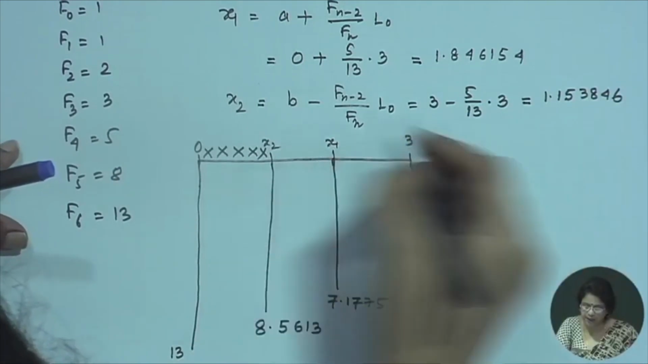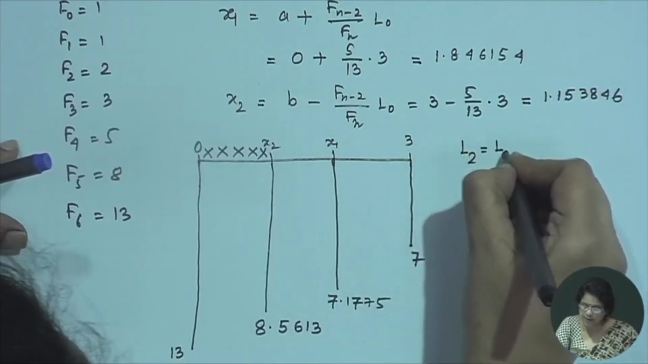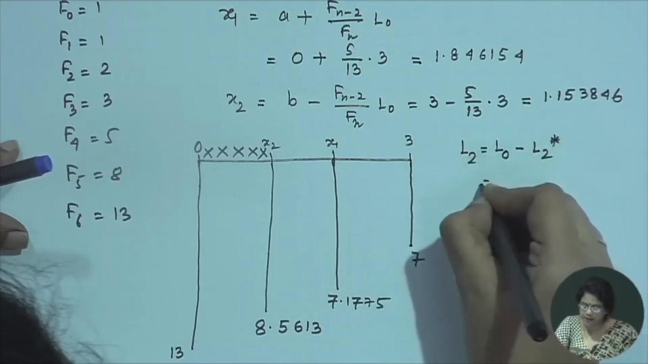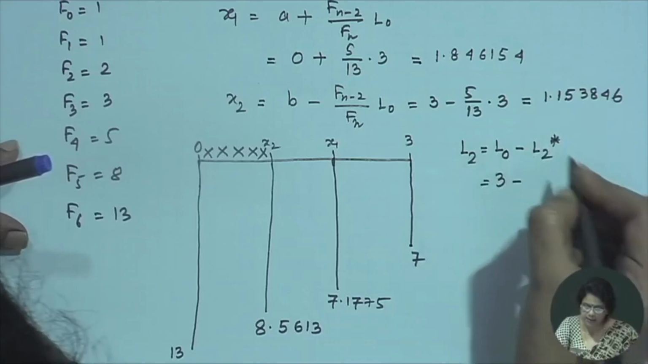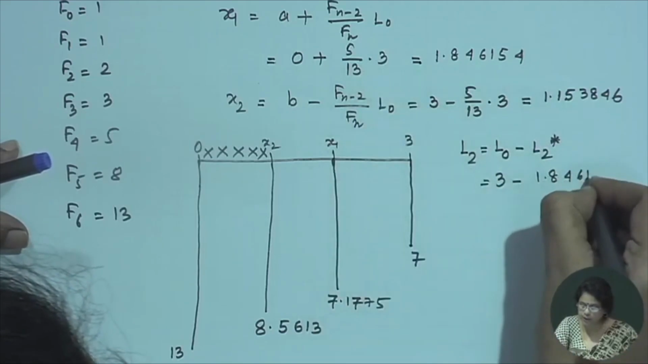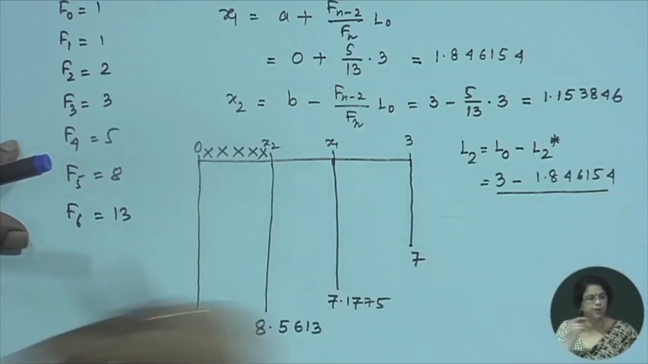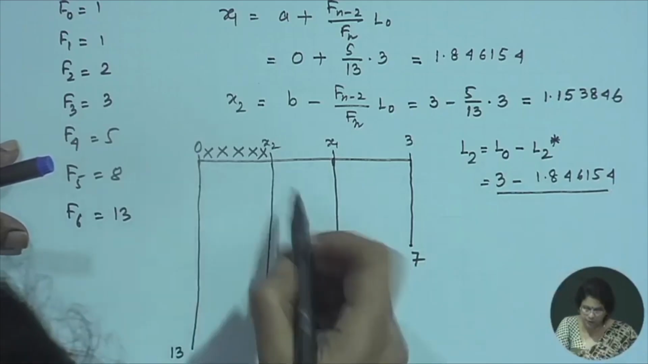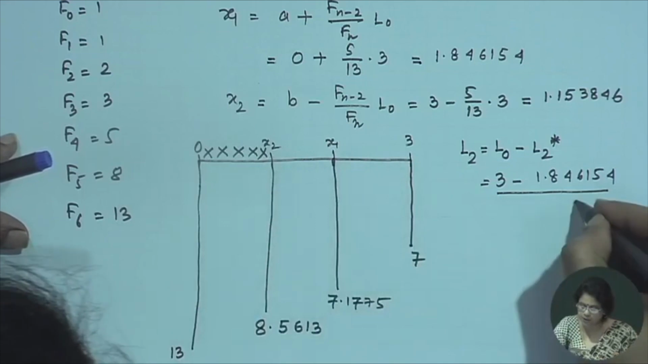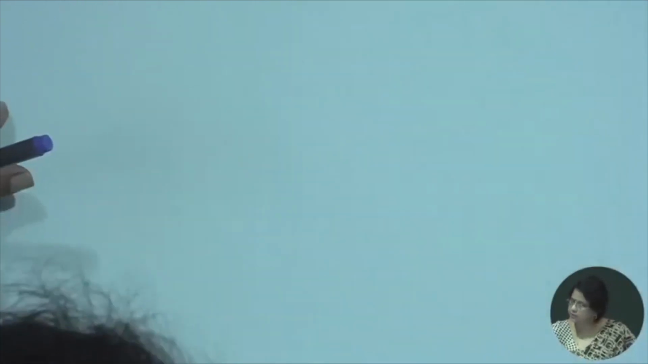If we just calculate the new interval of uncertainty, L2 will always come as L0 minus L2 star, that is 3 minus L2 star, which was coming as 1.846154. Okay. This value you will always get. Even from the picture, if I find out, I will get this interval size in the next iteration. Okay. I will do the next iteration.